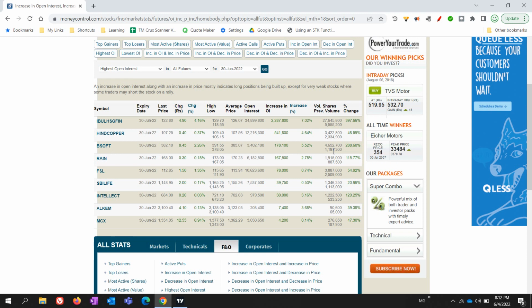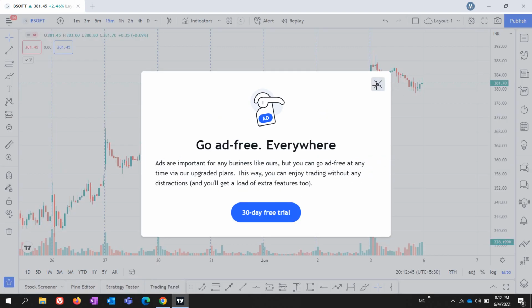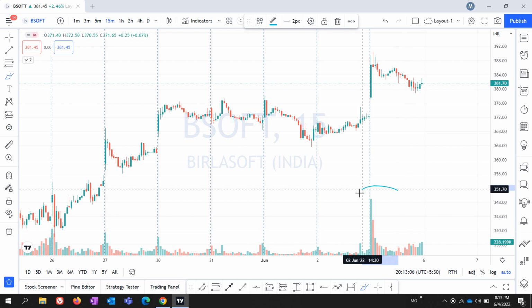So Birlasoft is one we have shortlisted over here, and let's just quickly go and check the Birlasoft chart. So this is the Birlasoft chart which I have already kept open, and we can just quickly look at what price action has happened in this. So now we have to look at the chart. No indicators are required. A couple of things which I always focus on in the charts is, first, of course, higher liquidity, which is much higher than the previous trading session. So if you see over here, the volume is significantly increased since the last so many sessions.